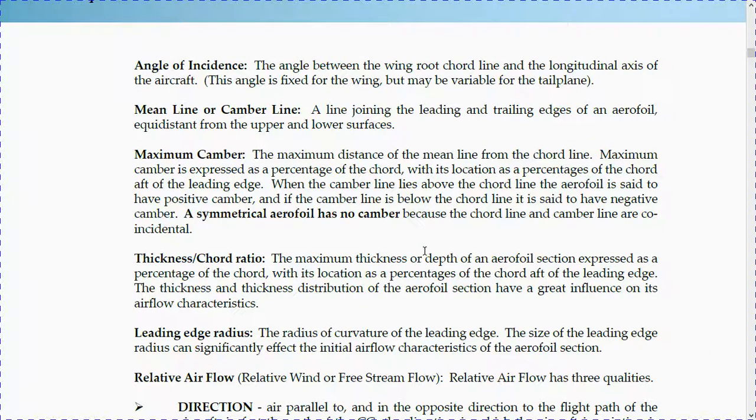Maximum camber. The maximum distance of the mean line from the chord line. Maximum camber is expressed as a percentage of the chord with its location as a percentage of the chord aft of the leading edge.